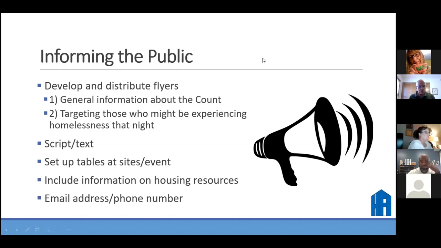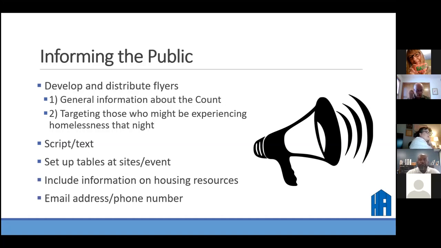If there are events, maybe there's a chance to set up a table, though you kind of have to look at what the primary audience was for that. But in terms of sites, free meal sites and clothes closets are probably going to be your best bet, because folks that are struggling are certainly going to be looking to take advantage of free meal opportunities, including information on housing resources.